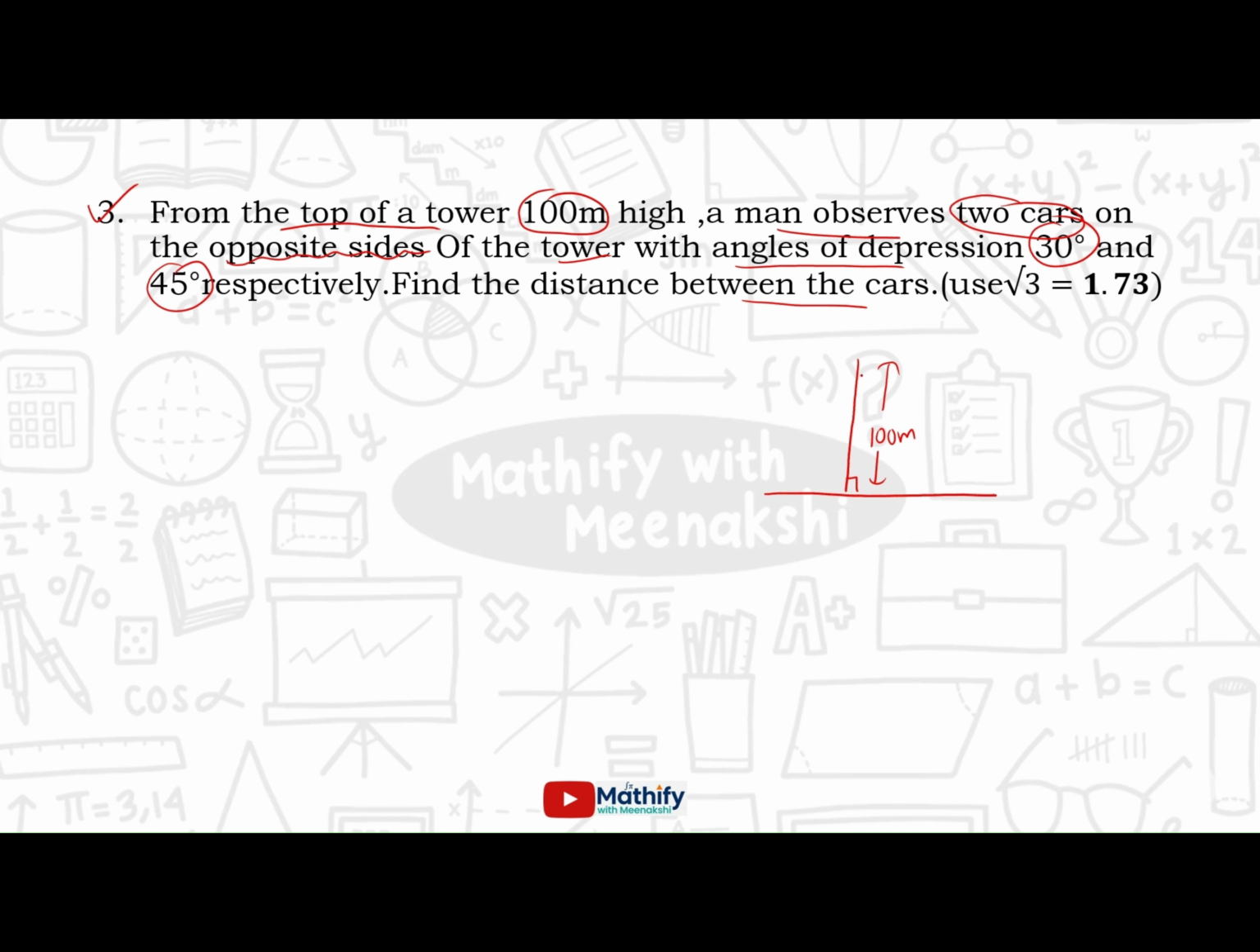From the top of this lighthouse, he observed two cars, one at an angle of 45 degrees. I'm writing directly, but first you have to show this horizontal line, and this is 45. So by alternate interior angles, this is 45. Now from here, he observed another car at 30 degrees. Again, first you write this 30, and by alternate angles, you will write 30 degrees here. Let's write A, B, C, and this is D.